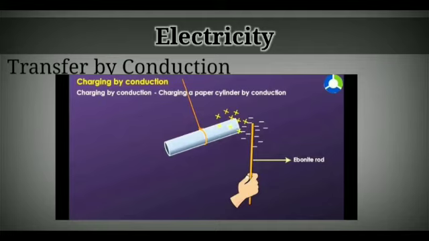The cylinder will be attracted by the rod. If you touch this paper cylinder with the charged rod, you will see the paper cylinder repelling the rod.